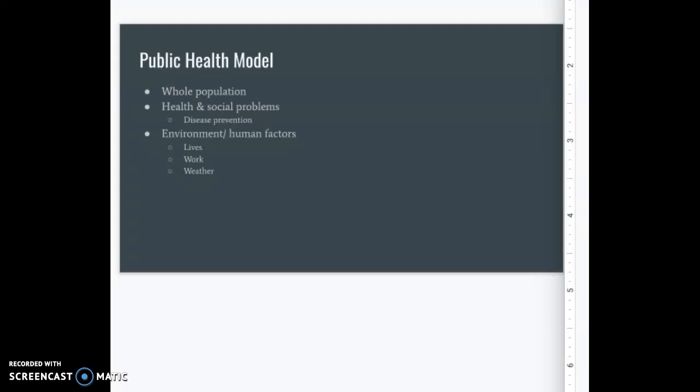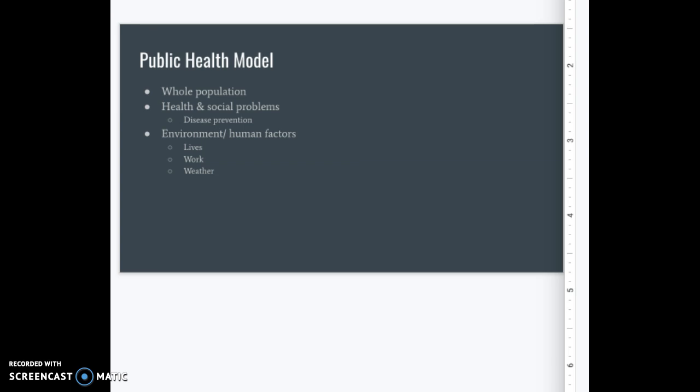So if you look at this slide now, we're looking at what the public health model is, and the first bullet says the whole population. And when we see this, we think, what's the whole population? What does this mean? The whole population means that the public health model is taking into account the entire population and how it affects the entire population, not just one specific group of people or another one, the whole population.